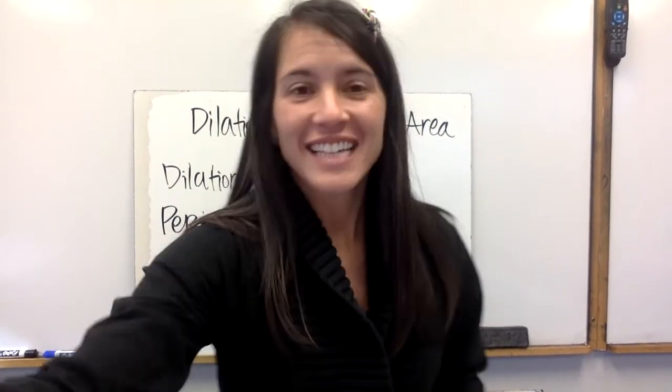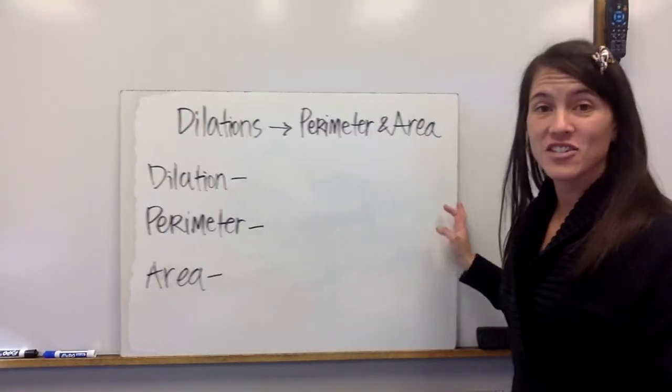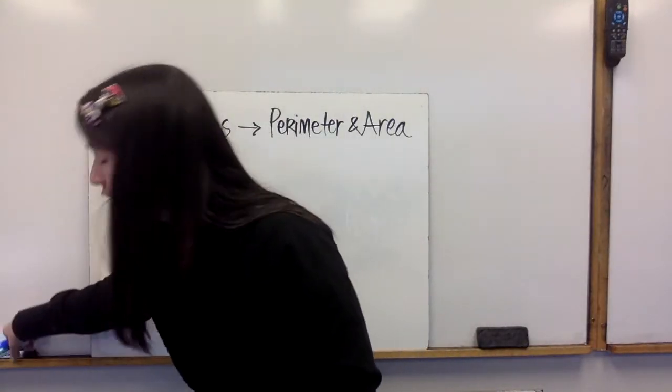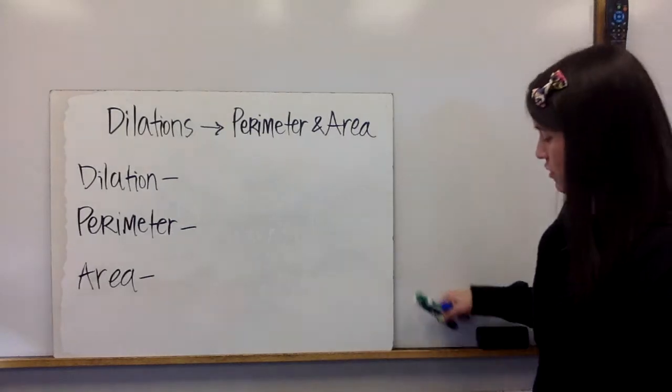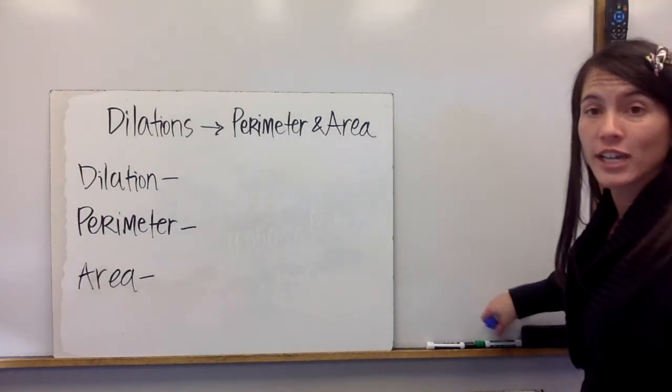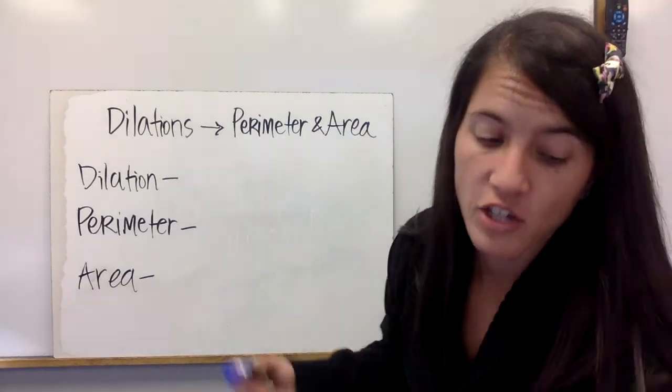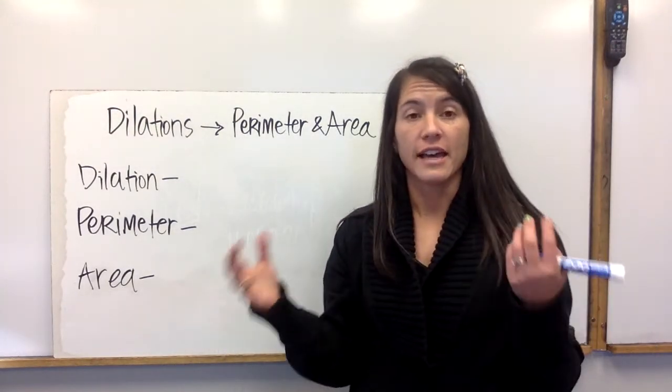Hey y'all. Today's objective is dilations and the effect that dilations have on area and perimeter. So, a quick review about dilations, perimeter, and area. A dilation is an enlargement or a shrink of an object, a figure.